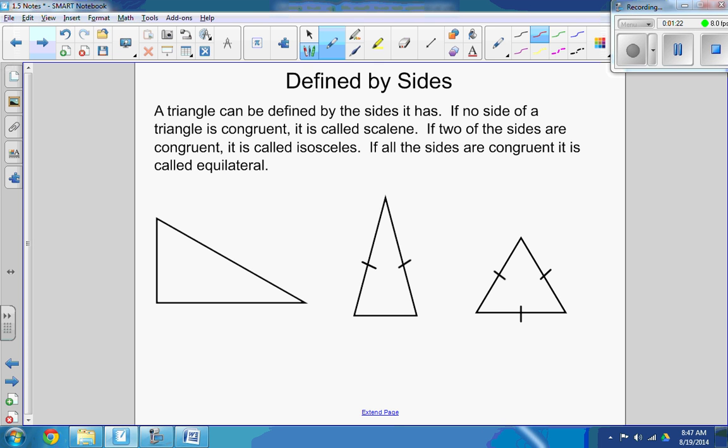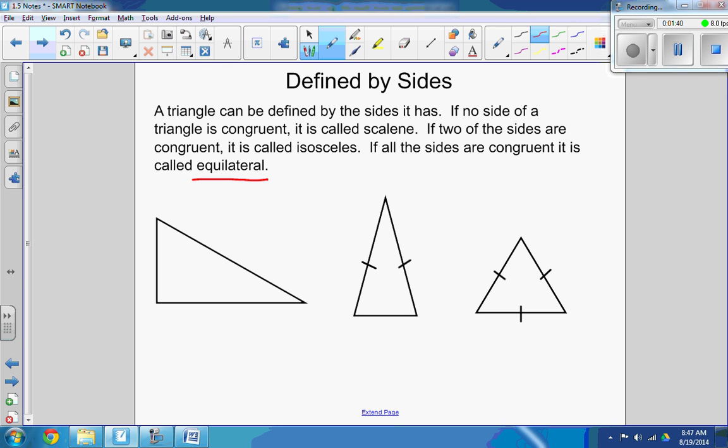If no side of a triangle is congruent, it's called scalene. If 2 sides are congruent, it's called isosceles. If all the sides are congruent, it is equilateral. Now, if you remember, an equilateral triangle is also equiangular.